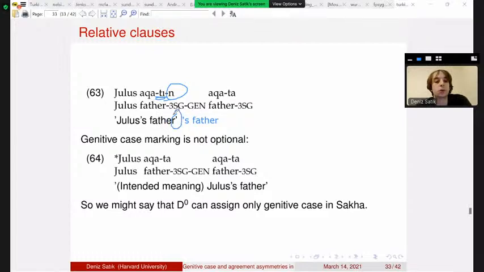So the genitive case marker shows up right here. The genitive case marking isn't optional. So you can't say Julus ata. You have to say Julus atın ata in Saha. So we might say that D0 can assign only genitive case in Saha. I'm going to go back to the slide before now.